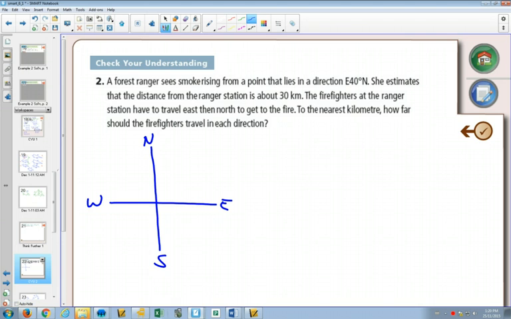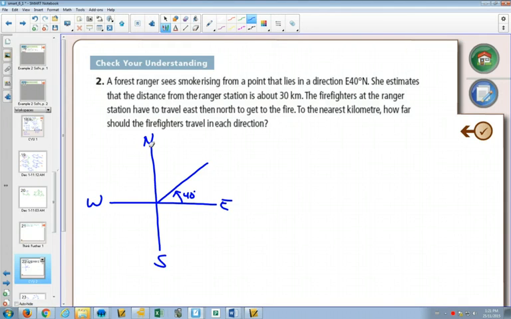So when the direction is east 40 degrees north, we're going to start at east and then go 40 degrees towards the north. And this direction is actually an angle in standard position, because remember, a standard position starts at the positive x-axis, so this one looks like an angle in standard position.